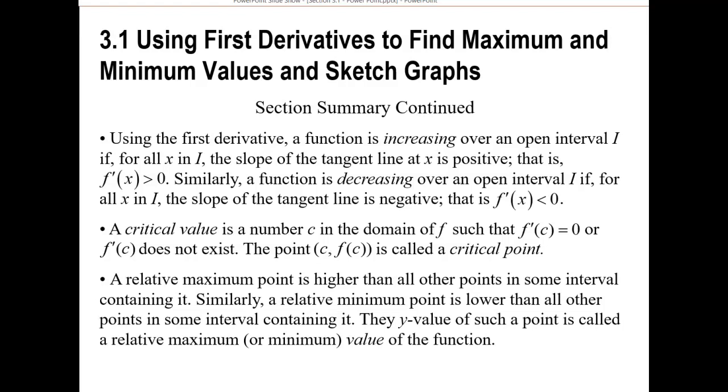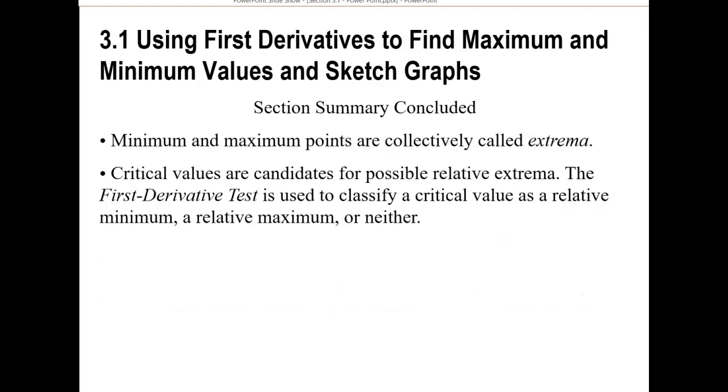A critical value is a number in the domain for which the derivative equals 0 or the derivative does not exist. In the ordered pair (c, f(c)), it is called a critical point. And then a relative max point is higher than all other points in an interval containing it, and a relative min is lower than all the other points in an interval containing it. The y value of such a point is called a relative max or min, if you plug those into the function. And then minimum and maximum points are collectively called extrema. So when they say find all relative extrema, they're talking about both.